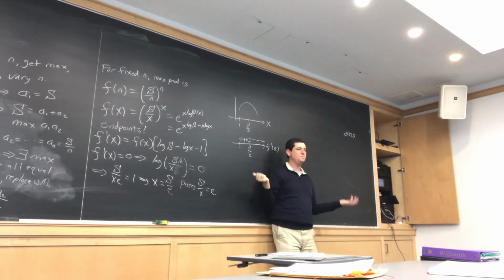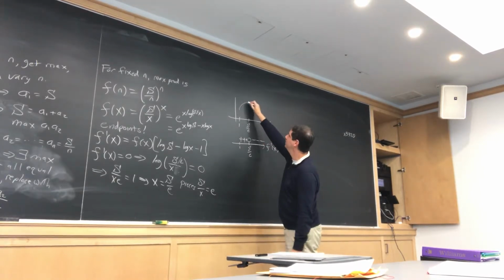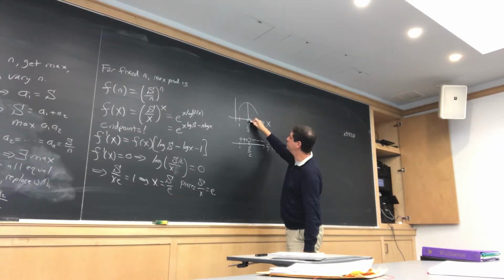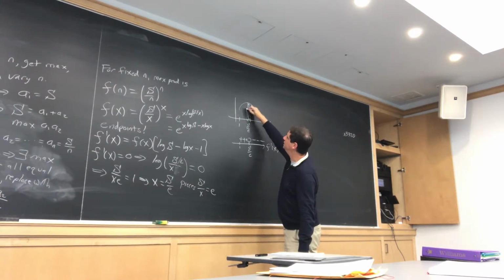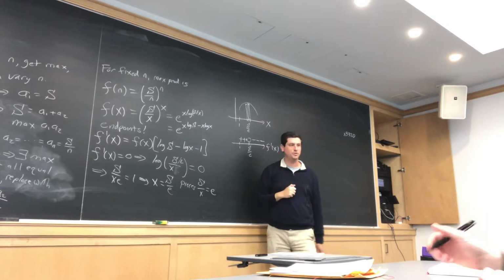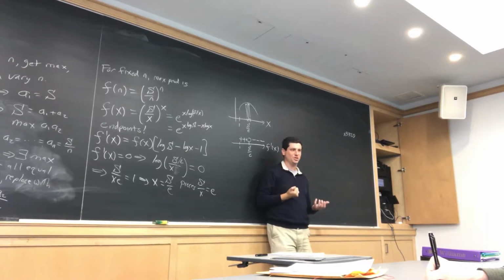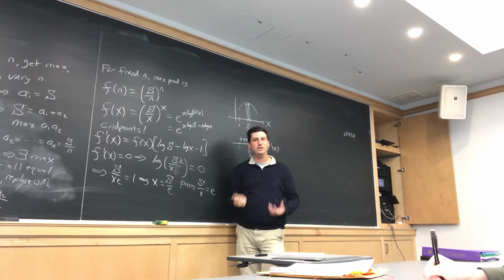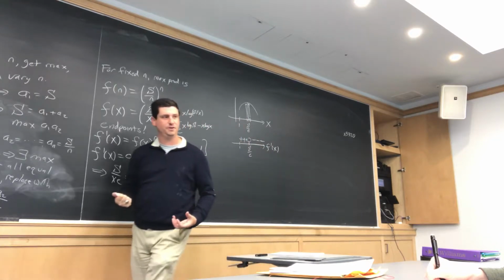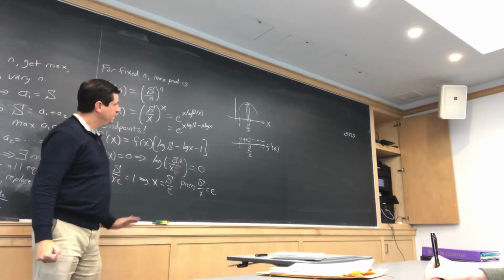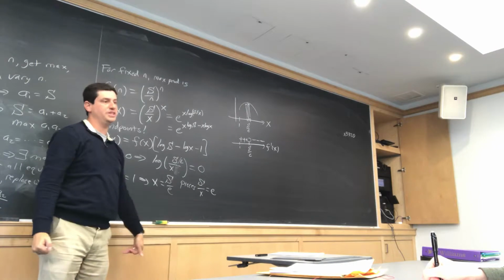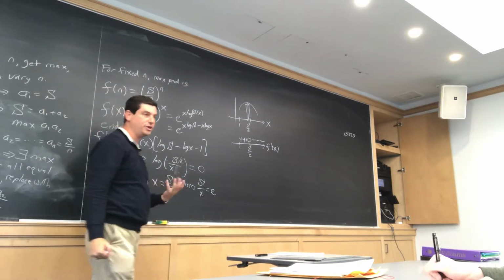So what is the best integer optimal? Well, all you have to do is just check the integers immediately before and after s over e. And one of those two will work. Because we are in the fortunate situation where the function just goes up and then just goes down. In the general case, we are not going to be this lucky.